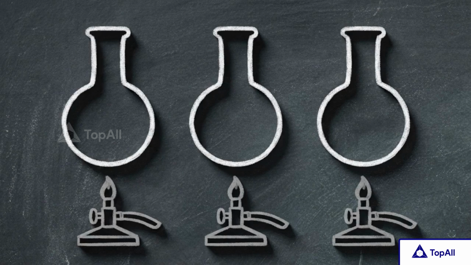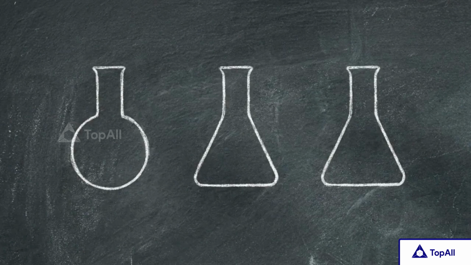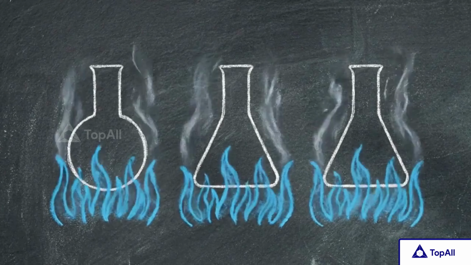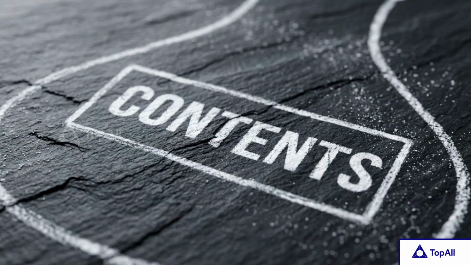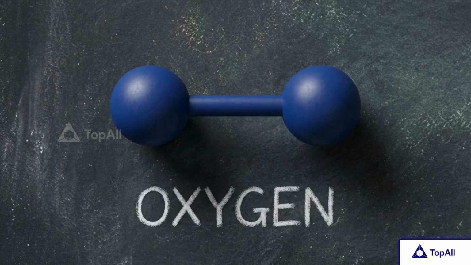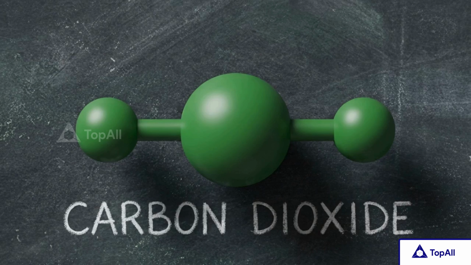Imagine a strictly controlled experiment. We place 3 identical sealed glass containers on laboratory burners and ignite the burners at the exact same moment, supplying each with the same amount of thermal energy. The only difference is what's inside. First, argon, a monatomic gas. Second, oxygen, which is diatomic. Third, carbon dioxide, a polyatomic gas.